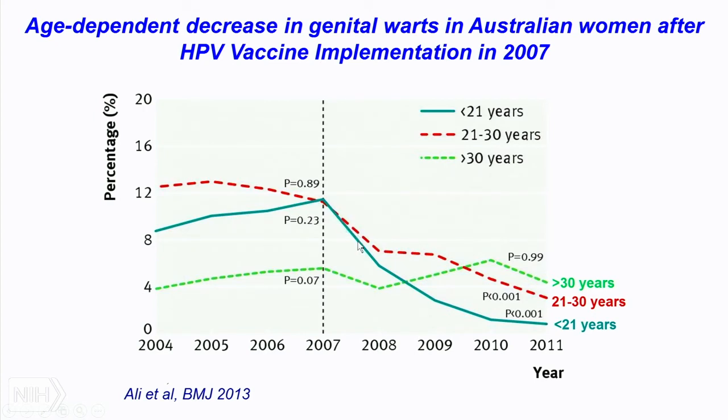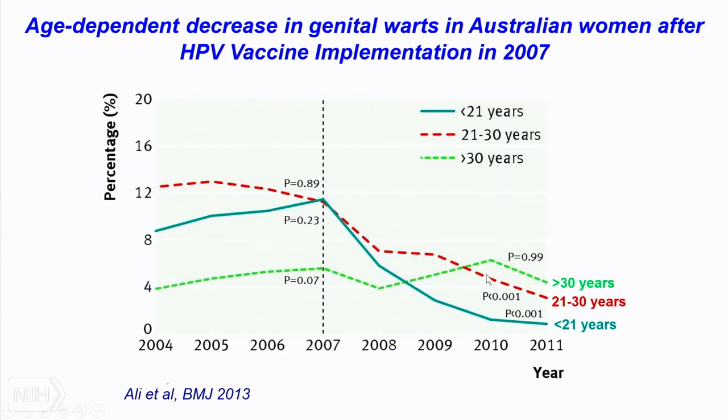if you look here at this blue-green line, these are the women, and the incidence of genital warts, women who are 21 years or younger. The vertical interrupted line is 2007, which is when the vaccine was started in Australia. It was approved in 2006. And what you can appreciate here is a dramatic reduction in genital warts over the next few years in Australia.